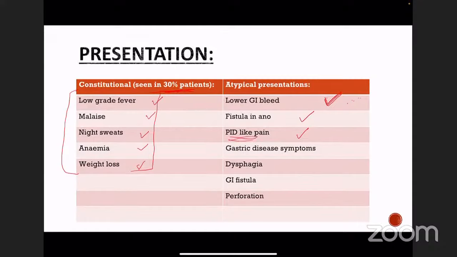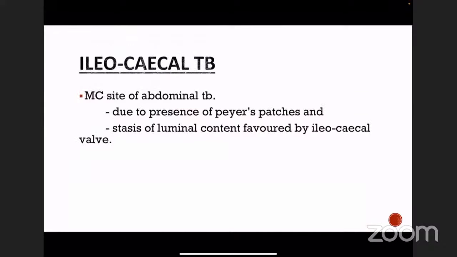So PID-like pain, gastric disease symptoms in case of a gastric ulcer, duodeno-jejunal involvement, the patient will have dysphagia. GI fistula can occur, tuberculosis has a tendency toward perforation, as I said before. So these are the atypical symptoms which can make us think towards abdominal tuberculosis if the patient is having such complaints. So this was about the basic complaints, basic symptoms.